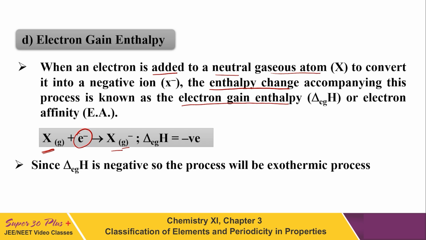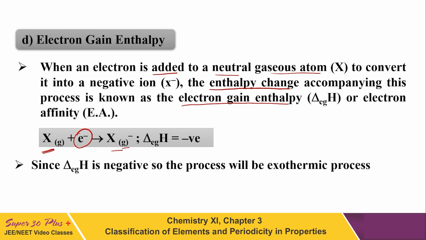So when you add an electron to the gaseous neutral atom, some energy is involved. It is better to say that some energy is involved, might be released or might be absorbed, and that energy is called electron gain enthalpy or electron affinity. See, electron affinity is the old term. Nowadays we usually refer to this energy as the electron gain enthalpy.